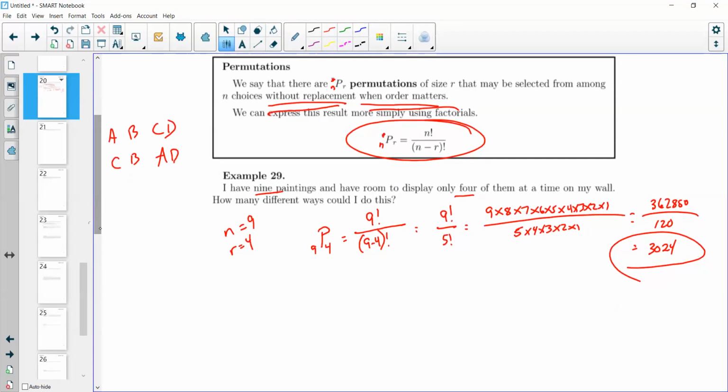But there's a shortcut. So 9 factorial over 5 factorial. Again, we can write this all out, and then we can do that one thing I've told you you don't have to do. We can factor out or divide out the common factors. So now I just have 9 times 8 times 7 times 6, which I hope equals 3,024.